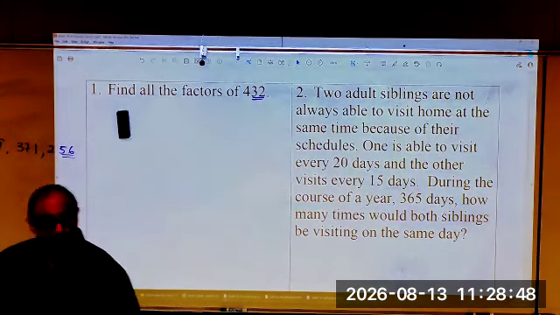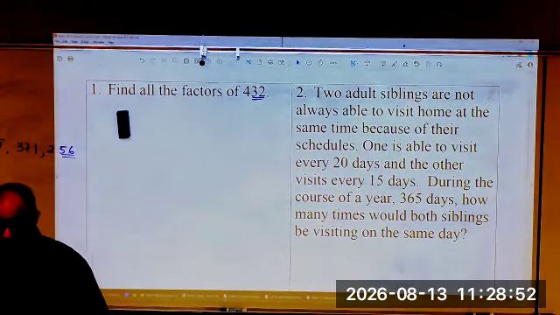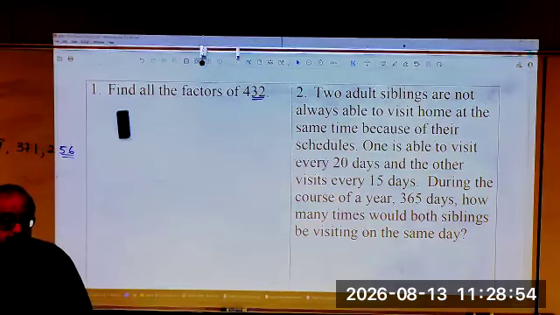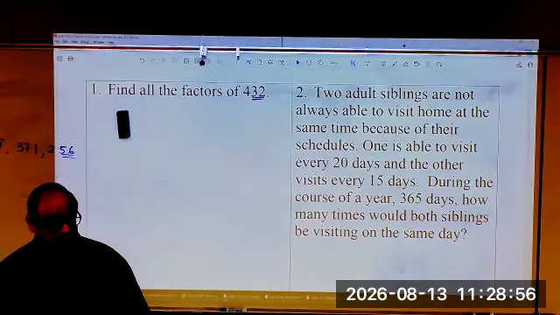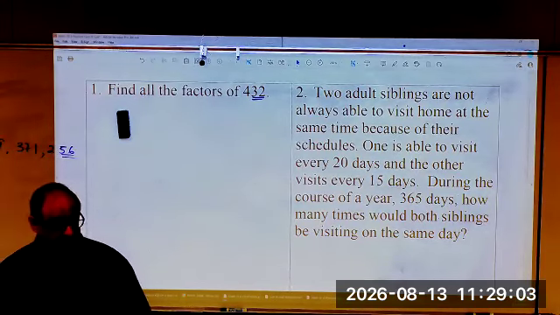How do we know something's divisible by 5? If it ends in a 5 or a 0, we can divide by 5. 5, 10, 20, 25, 30. 5 goes into all of it. 5 or a 0.